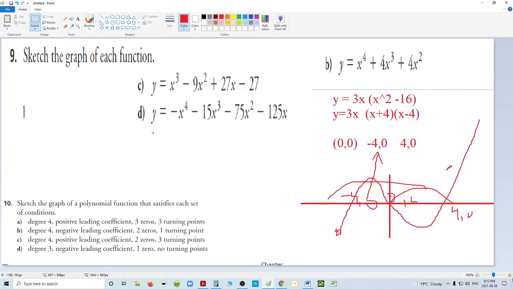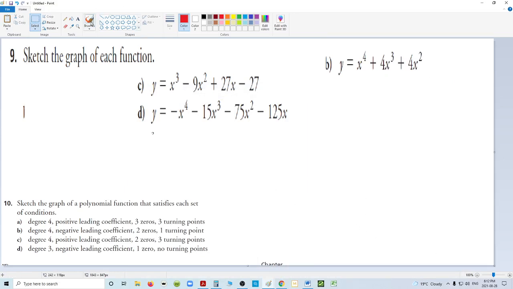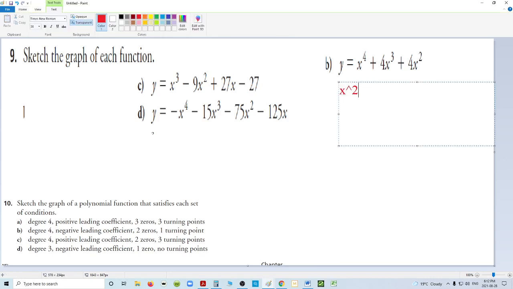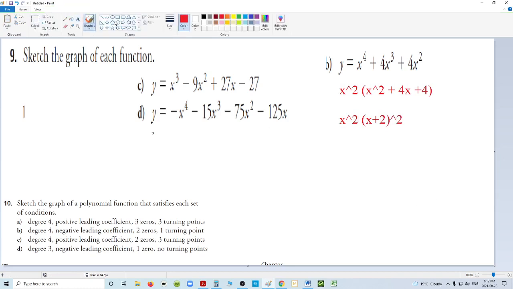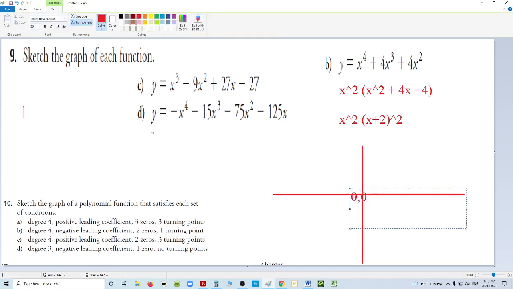So again, it's a matter of some factoring. And I can see that I have an x squared in all of them. So I can take out an x squared, and I'm left with x squared plus 4x plus 4. And I can see immediately that I can factor that last one as x plus 2 squared, which means this is going to be a quartic. It has a positive leading coefficient. So it's going to start in quadrant 2 and go through quadrant 1. And it also goes through the point 0, 0, which is what that x squared is.